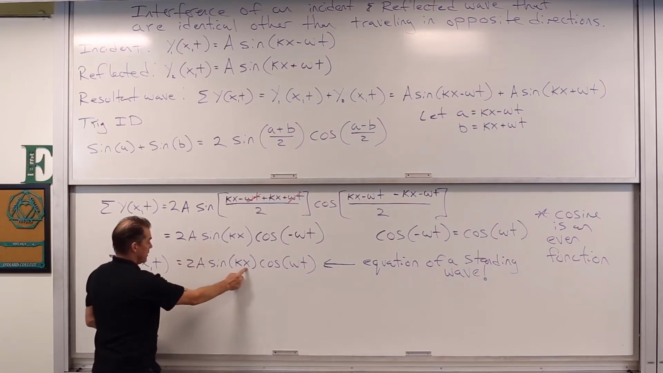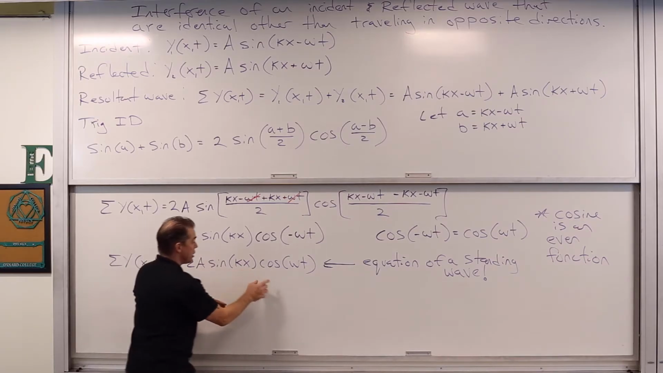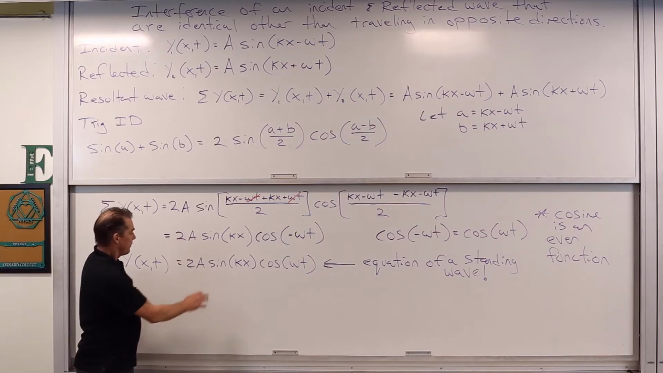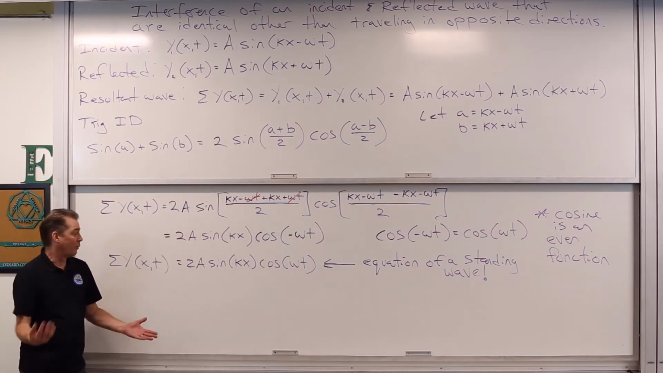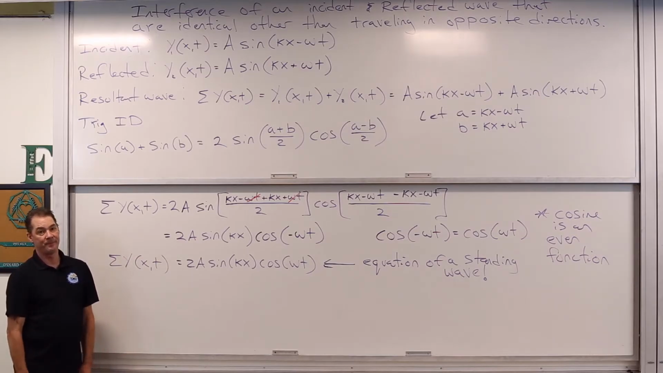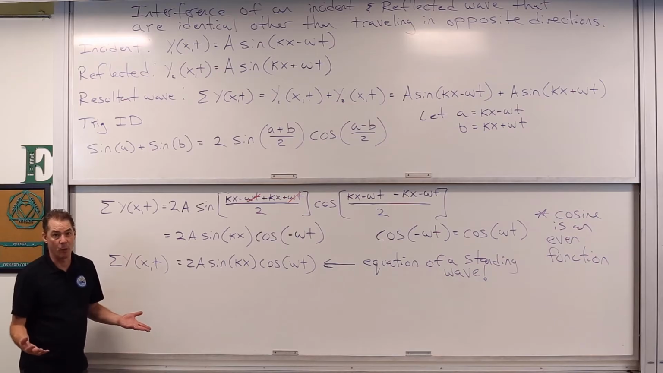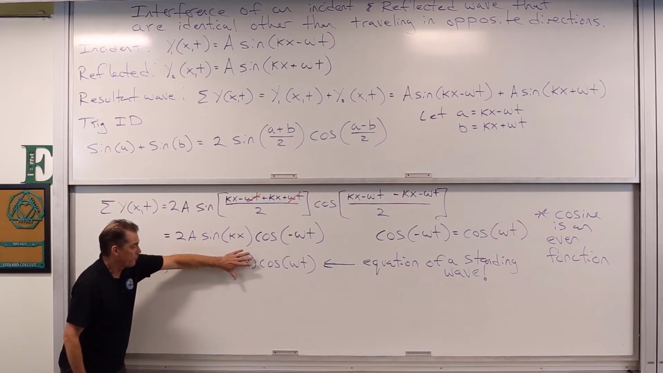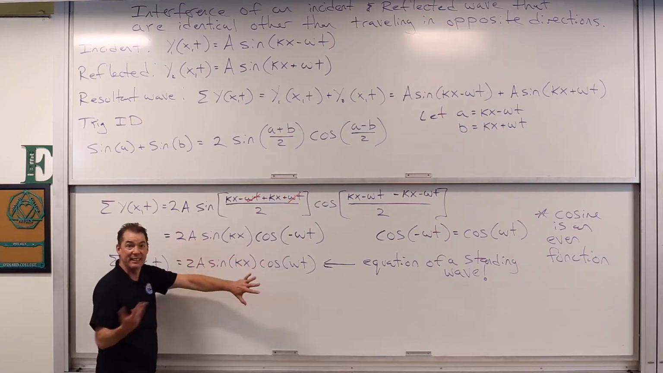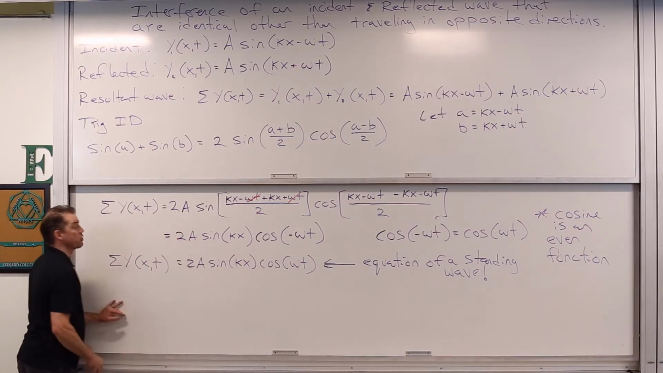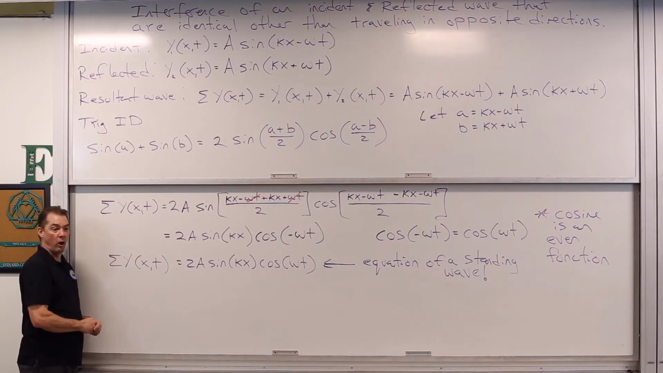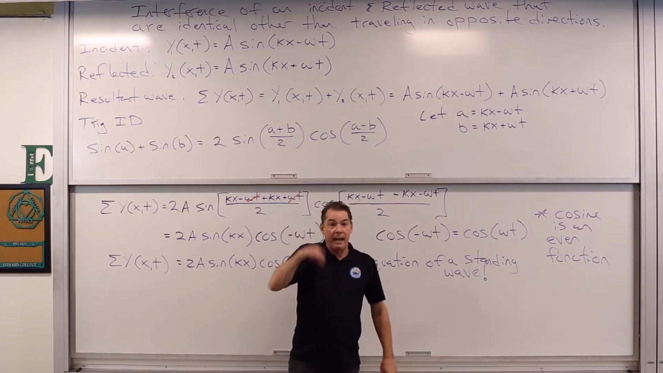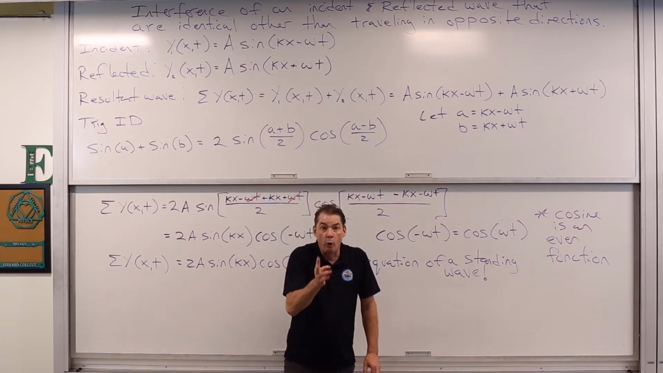If we think about it, for 2A sine of kx, the only variance is with position. You look at a certain position, stick an x there, and you will get the variance of the displacement at that position over time. The sine of kx varies between 1, 0, and negative 1, so it has a maximum value of plus or minus 1 and a minimum value of 0. At certain positions x, this is going to be 0. And what's 0 times cosine of omega t? That's 0. That means at certain positions x, we get no displacement overall.